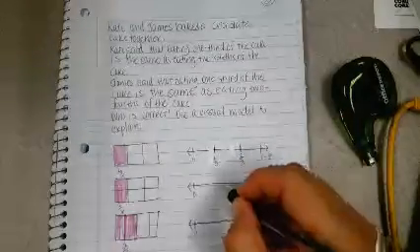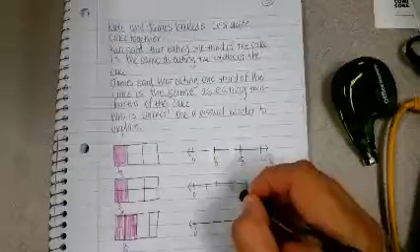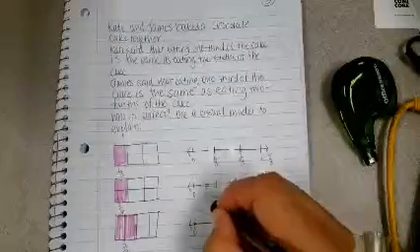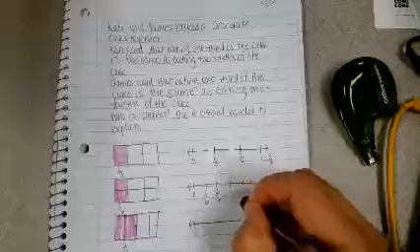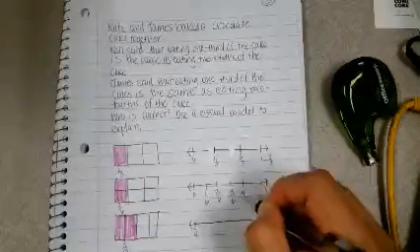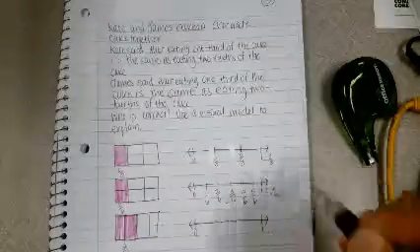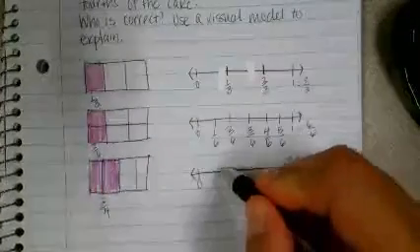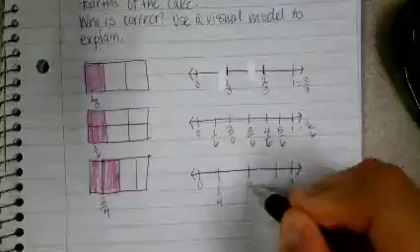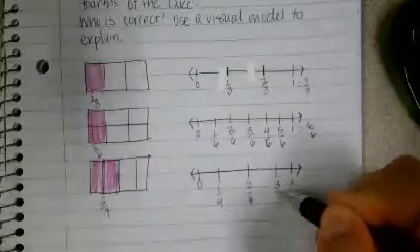This I'm going to break up into 6 pieces. 1/6, 2/6, 3/6, 4/6, 5/6. And 1 whole is the same as 6/6. I'm going to zoom in on this a little bit. This one I'm going to break up into fourths. 1/4, 2/4, 3/4, and 1 is the same as 4/4.